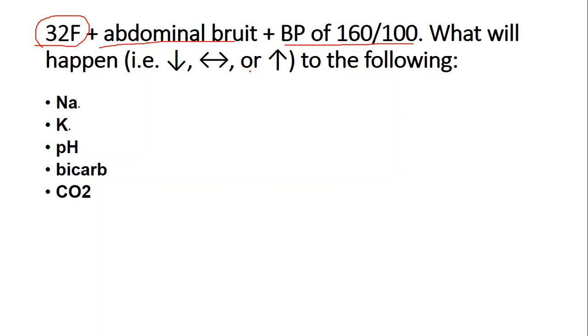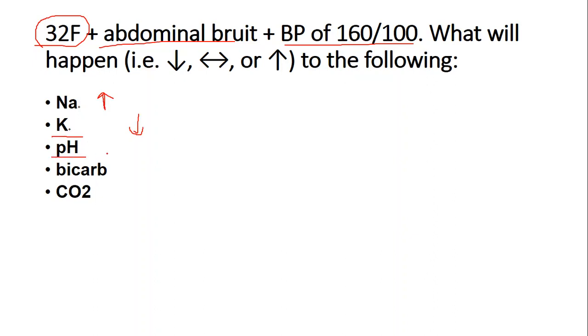And what is the function of aldosterone? Aldosterone is going to cause increased absorption of sodium. So there would be an upward arrow for sodium, and there would be a downward arrow for potassium, because aldosterone causes the excretion of potassium. So you would have a downward arrow for potassium and an upward arrow for sodium.